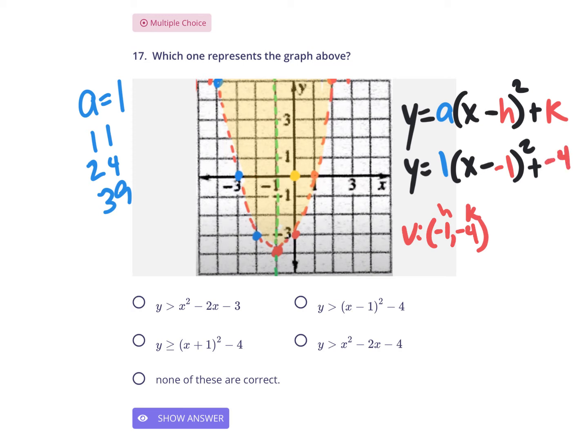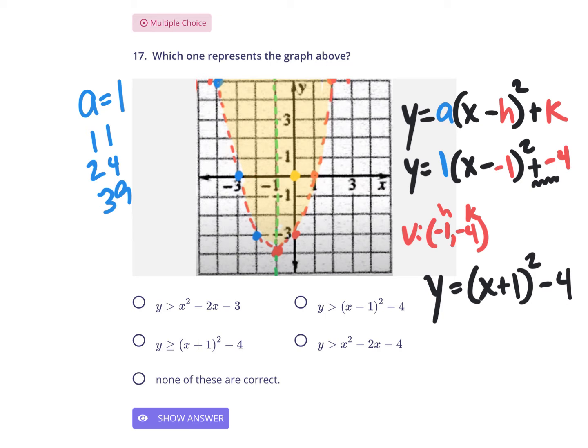And of course, all we got to do is clean this up to make it look nicer. So what we have is y equals, you don't need the 1. The minus minus changes to a plus plus, so you really have x plus 1 in parentheses squared. And the plus minus 4 you don't really need, just put a -4. So this is your quadratic equation, but this is not an equation, okay? This is an inequality, all right?